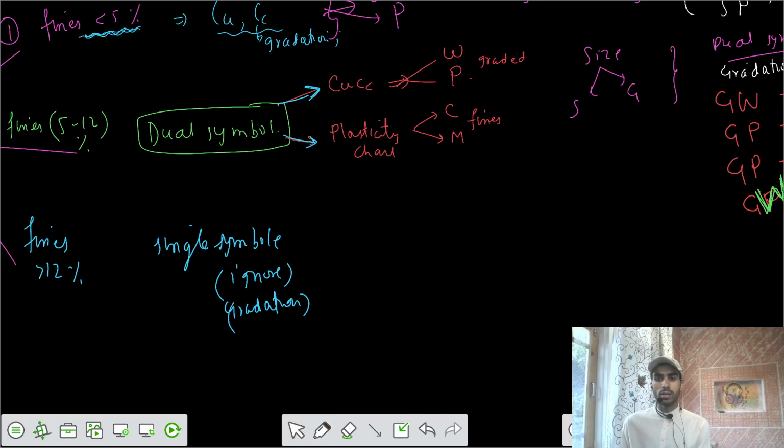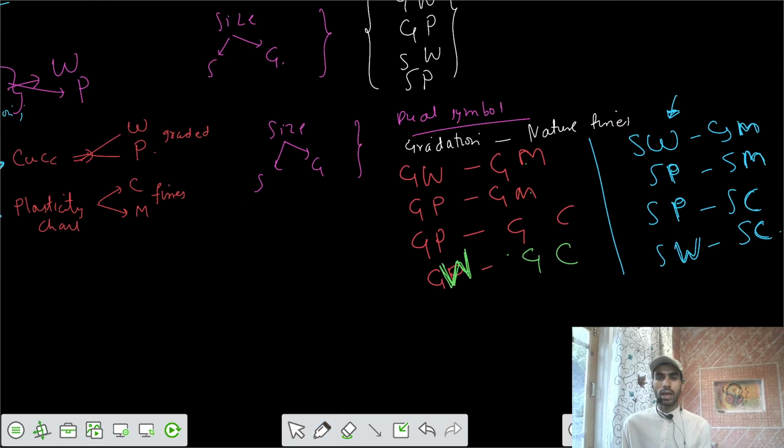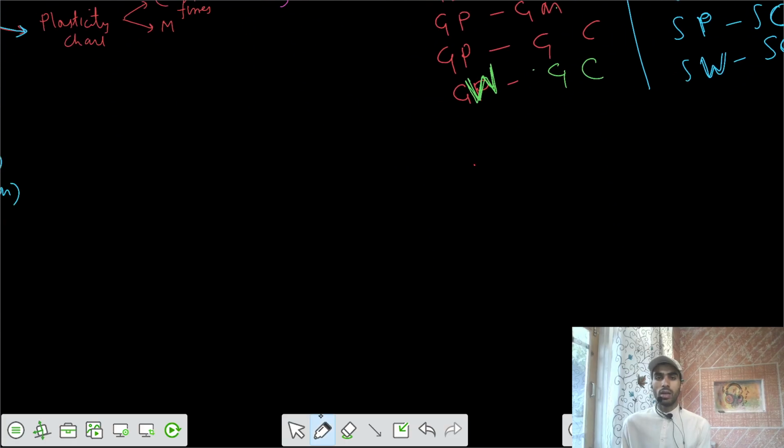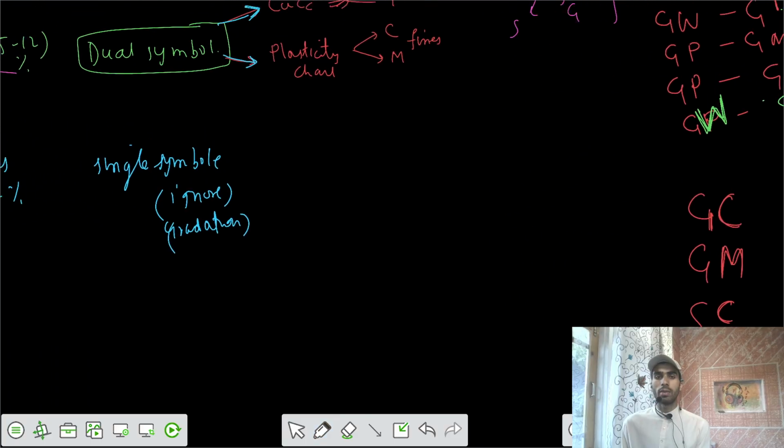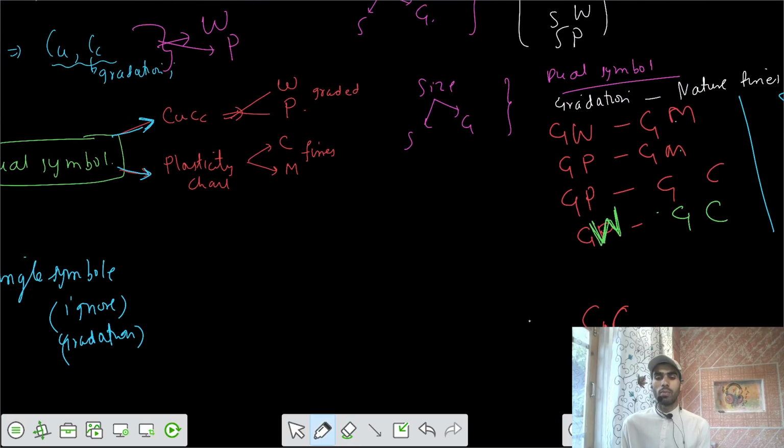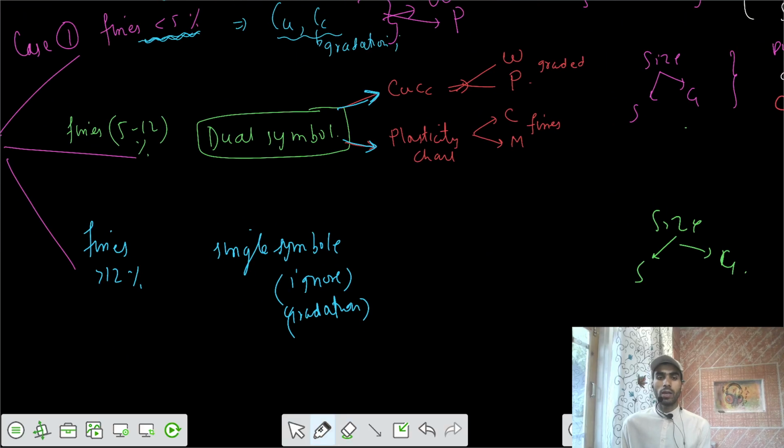Because we are ignoring the gradation, our symbol can be either GC, GM, SC, or SM. Your soil is clay gravel, silty gravel, clayey sand, or silty sand. That means we have the soil type and we have the percentage and nature of fineness. The size is there, it can be sand or gravel. And from this part we have to use only the plasticity chart. It will tell me whether your fines are C or whether your fines are M.